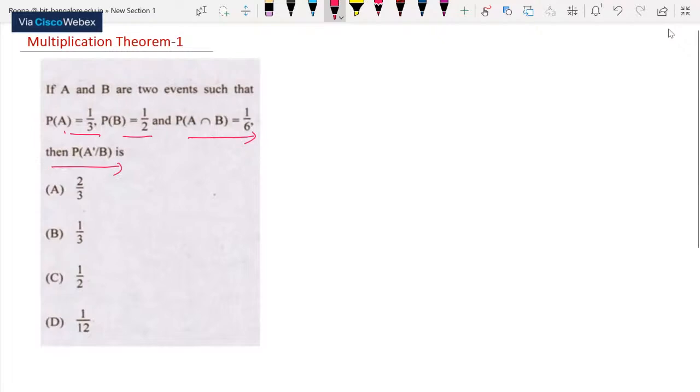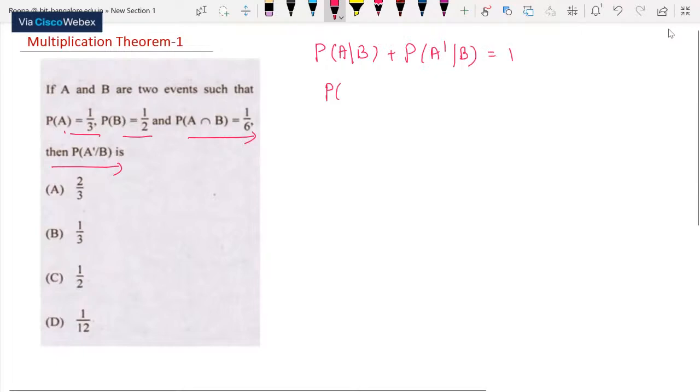Just 2 minutes before, in the beginning slide, I already observed that probability of A slash B plus probability of A prime slash B, the sum of the probability, must be equal to 1. Therefore, probability of A prime slash B is nothing but 1 minus probability of A slash B. We already observed this point.